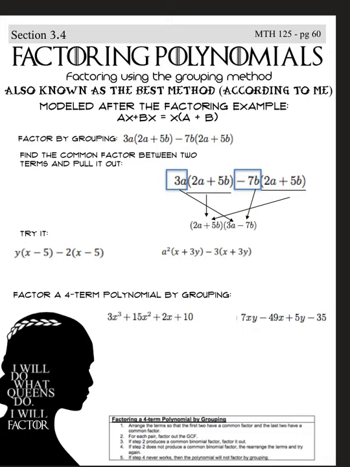Here we are with 3.4. So we're still looking at video number 7. This is the last part of it, factoring polynomials.